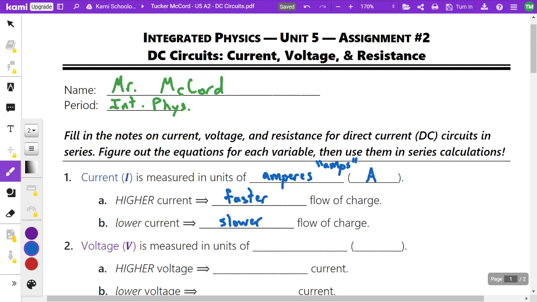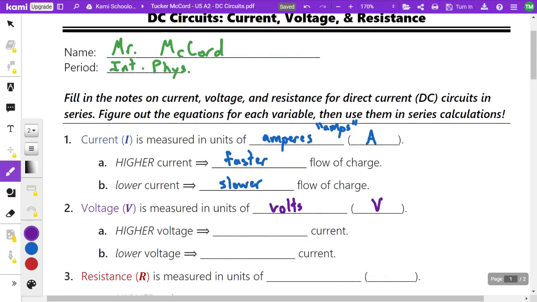Voltage is like your driving force in the circuit. It's what causes your electrons to move in that loop. And it's measured in volts, named after the last name Volta, another dead guy, symbolized with a capital V.